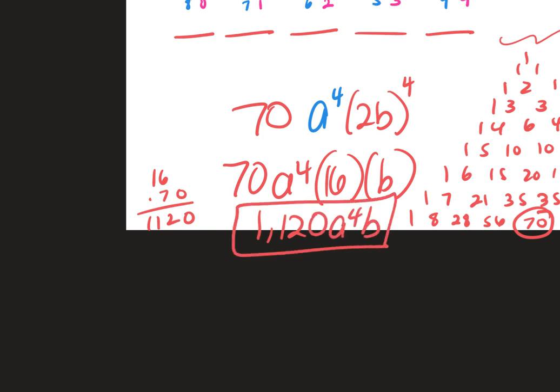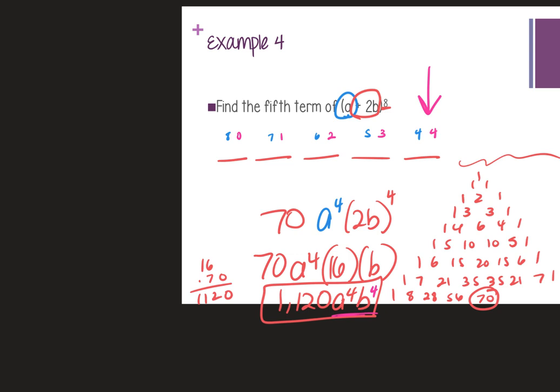So this should have been 1,120 A to the 4th B to the 4th. Why is it times 16 times B? So this 4 goes to both. That 4 goes to the 2 and that 4 goes to the B. And if this was a negative, then this would be a negative 2 to the 4th, so it doesn't matter. But if it was the 3rd, now it would be a negative term.